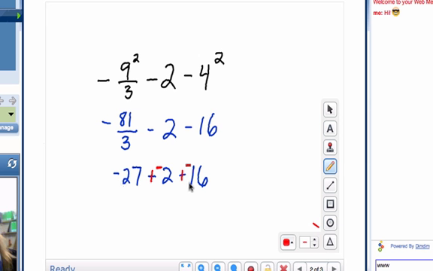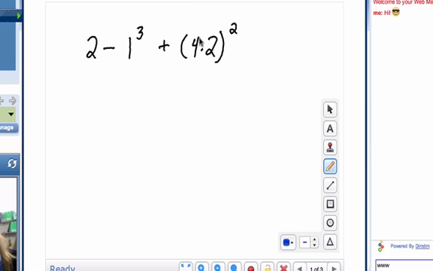Okay, so now go ahead and you have a negative 27 plus a negative 2, which is going to give you a negative 29, plus a negative 16. And so that's going to give you a negative 45. And then one more example.